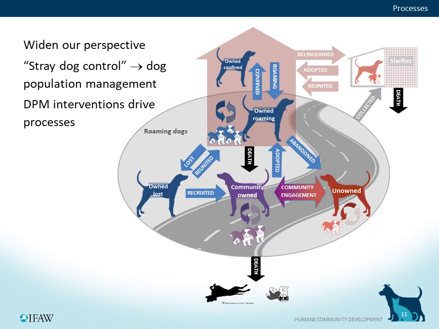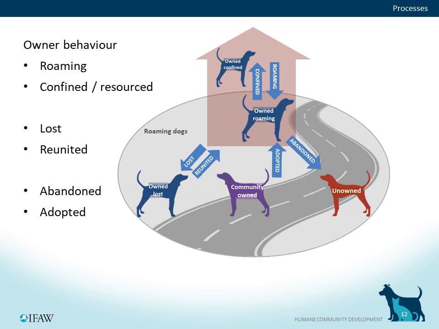Better to consider the term dog population management and try to understand the whole dog population and the processes that are going on. And what your DPM intervention wants to do is to drive processes in a targeted way so that you can begin to change those different states. So let's go through these processes section by section.